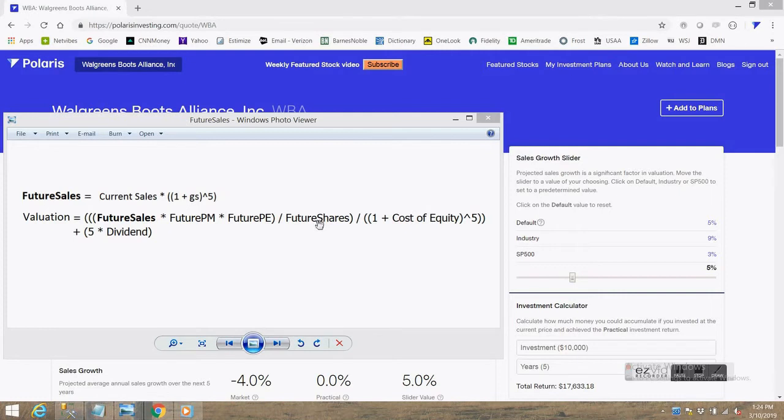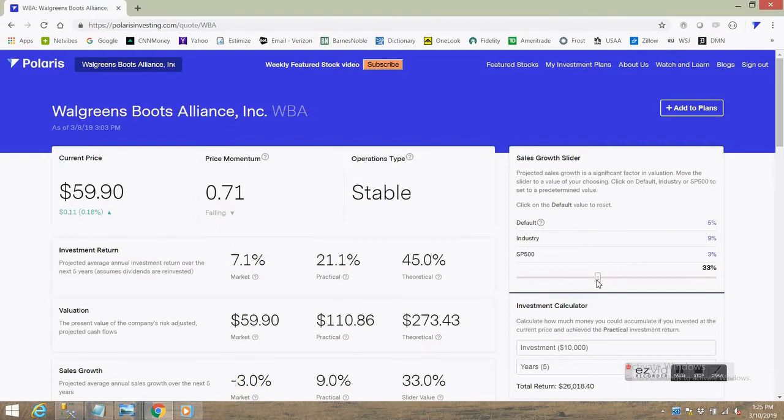Future shares, you look at historical issuing of shares and build out an expectation of what future shares could be. Cost of equity uses a well-known method that's discussed in other videos on how to determine that. Dividends is something you look up. So it really leaves the future sales as the most uncertain input value in the valuation formula. And that's why, when we look at the site, the only input that's directly available for an end user is the sales growth input.